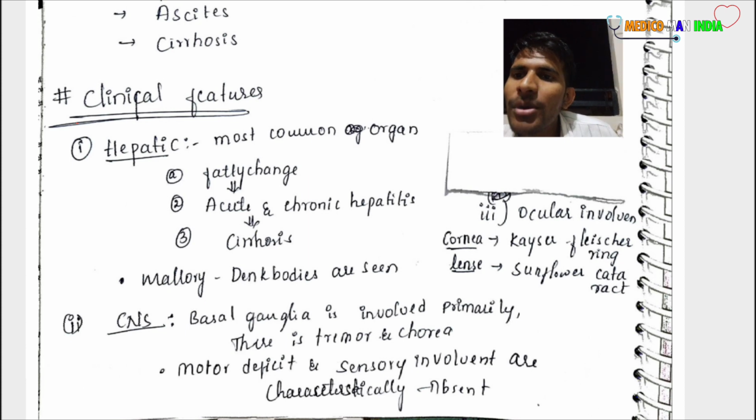Next, coming to the CNS, the basal ganglia is involved primarily. There is tremor and chorea as the copper is deposited in the brain, that is in the basal ganglia. Motor deficit and sensory involvement are characteristically absent. Okay, there is only tremor and chorea and there is no sensory or motor deficit. A person can move his hands and he can feel sensations, everything. Next, ocular involvement, that is formation of a Kayser-Fleischer ring in the cornea, and on the lens there is sunflower cataract.